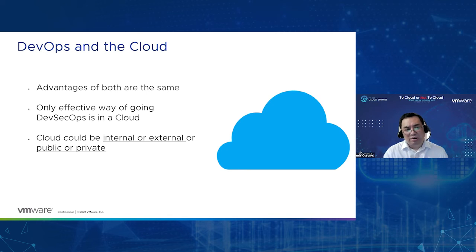Now, the only effective way of going DevOps is by going in the cloud. You could do DevOps without going to the cloud, but it would be very, very hard. And the location of the cloud here doesn't really matter. The cloud that you're using might be internal, might be external, could be public cloud or be private cloud. Now, as long as that cloud can be easily managed and maintained via an API, for example, you can still get the advantages of DevOps and DevSecOps.